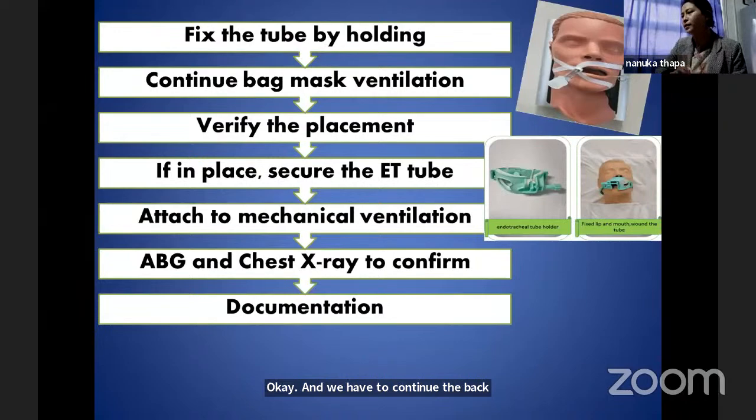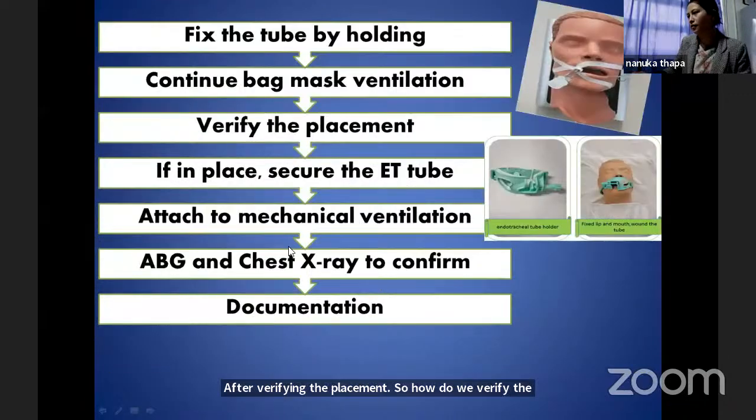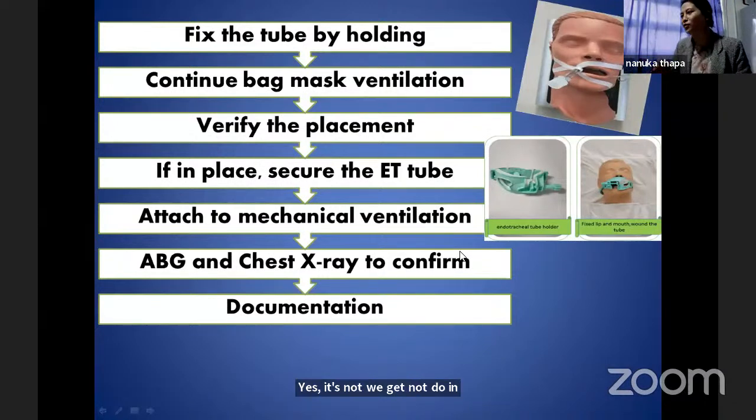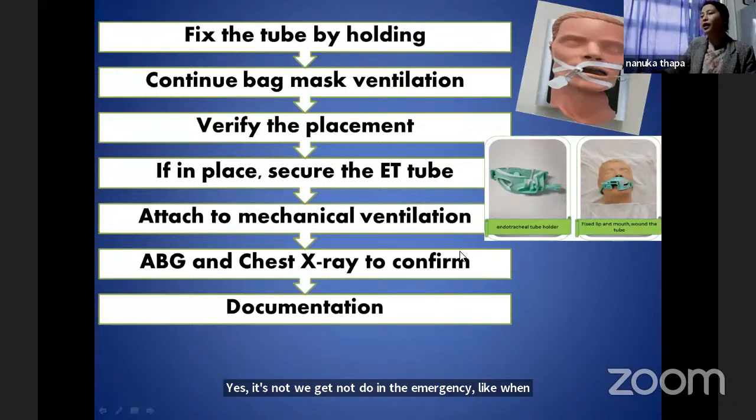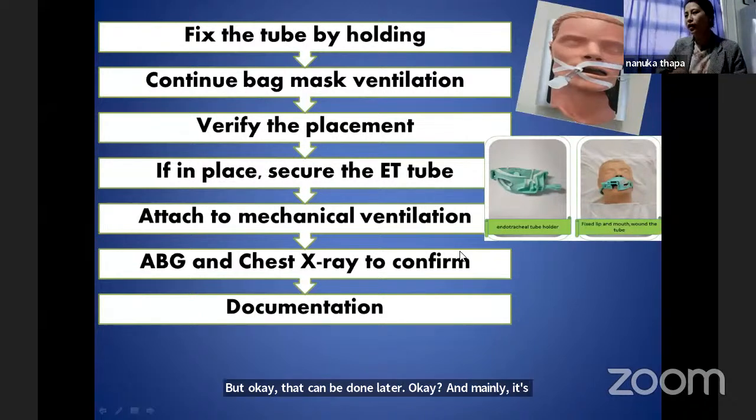So how do we verify the placement of the ET tube? Yes, by auscultation. We cannot do an X-ray in the emergency when you intubate the patient. Later on we can do the X-ray. But immediately, by auscultation, by hearing the breath sounds. We can do capnography also, but that can be done later. Mainly it is by the passage of air into the airway.